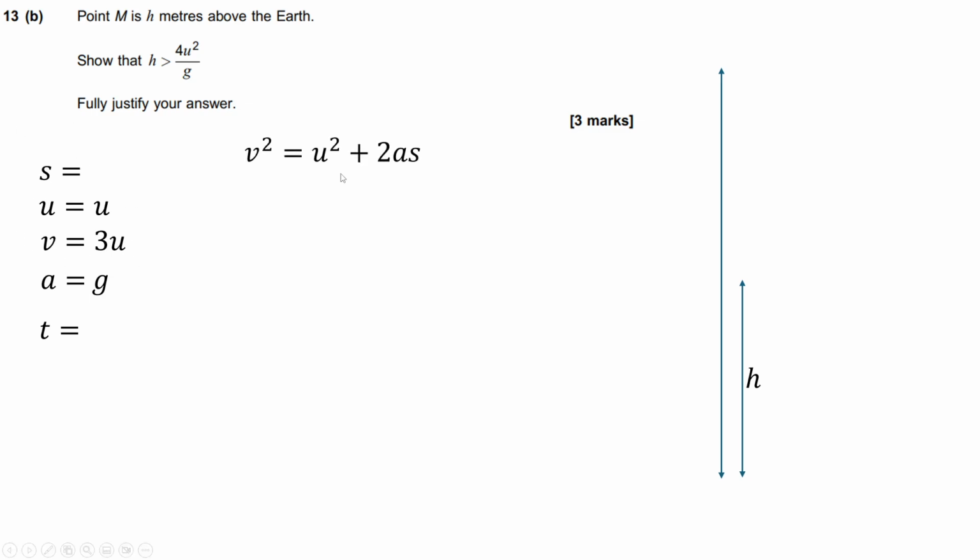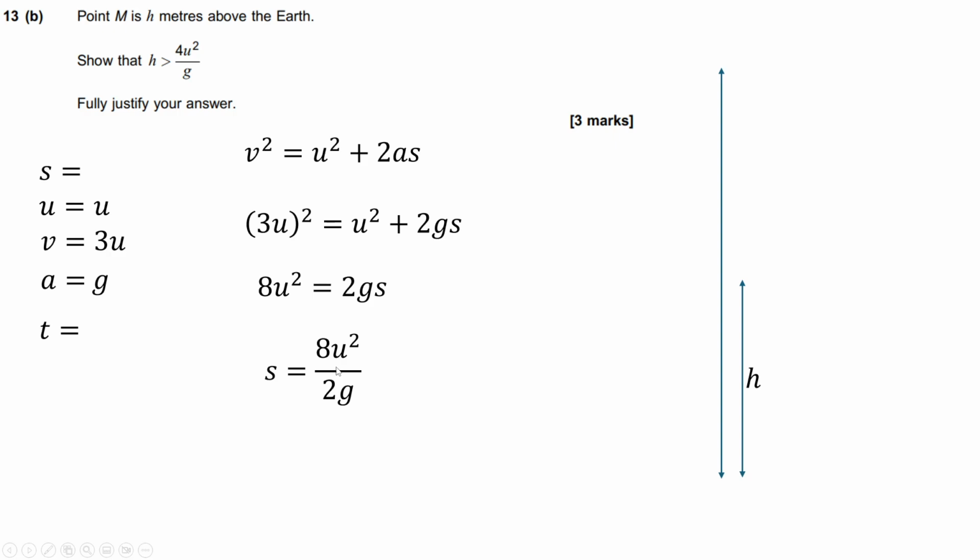Let's use this SUVAT equation. All of the SUVAT equations are given in the formula booklet. V is 3u, so this becomes 9u squared equals u squared plus 2gs. If you rearrange for s, you'll get 8u squared over 2g, which is just 4u squared over g. We're getting really close to the answer, but how do we include this h? This is the point M and N, and the displacement it travels is 4u squared over g.